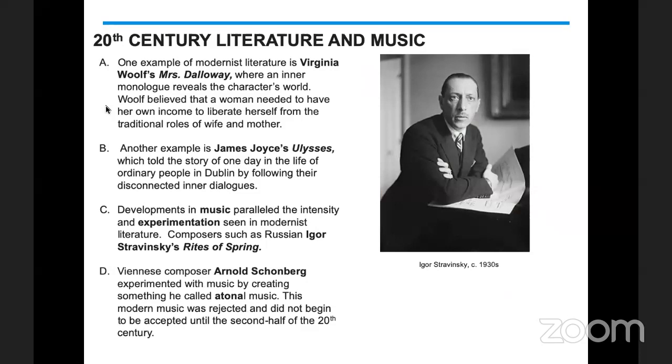So an example of this would be Virginia Woolf and Mrs. Dalloway. She has this inner monologue that reveals the characters' worlds, but she has sort of a feminist take on this. Woolf herself believed really strongly that a woman needed to be able to make her own money, and that financial security would allow her to liberate herself from traditional female roles of wife and mother. And we'll talk a little bit also about the transformation of women's roles during this time also.